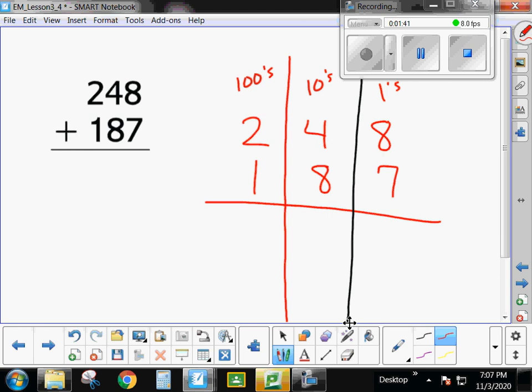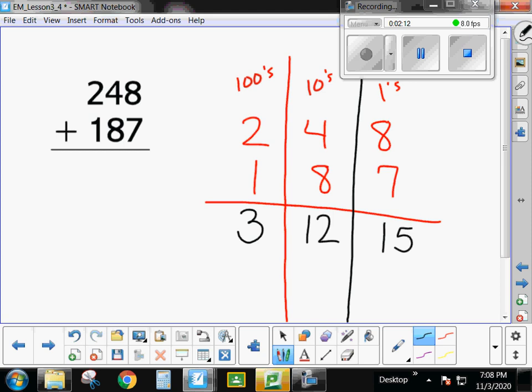Okay, so boys and girls, here's how this strategy works. You're going to add up each column. So I'm going to add up the digits in my hundreds column. 2 plus 1 is 3. I'm going to add up the digits in my tens column. 8 plus 4 is 12. And then I'm going to add up the digits in my ones column. 8 plus 7 is 15.